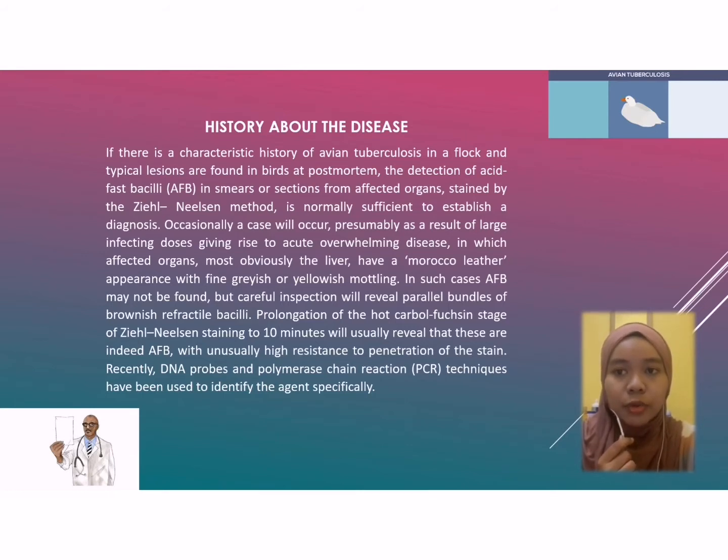Occasionally, a case will occur, presumably as a result of large infecting doses giving rise to acute overwhelming disease, in which affected organs, most obviously the liver, have a Morocco leather appearance with fine greyish or yellowish mottling. In such cases, AFB may not be found, but careful inspection will reveal parallel bundles of brownish refractile bacilli.